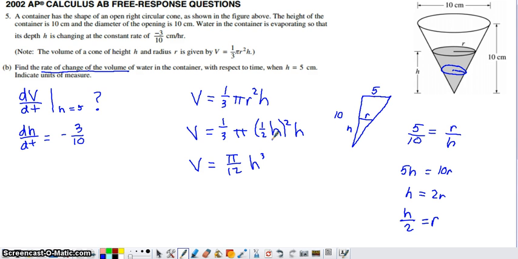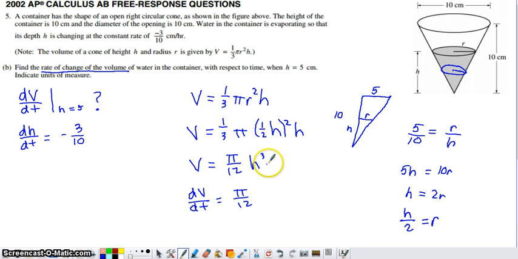And what we want is an equation that contains a dV/dt and a dh/dt so that we can find this and make use of this. And so if we went ahead and took the derivative of this with respect to t, the derivative of V with respect to t is going to give me dV/dt. The pi over 12 is a constant, so I'm just going to copy it into my derivative.